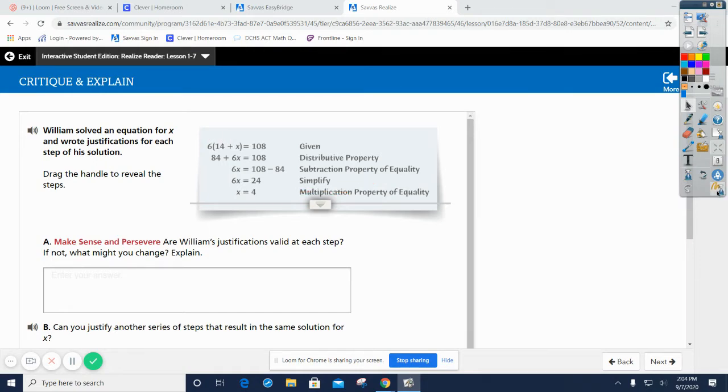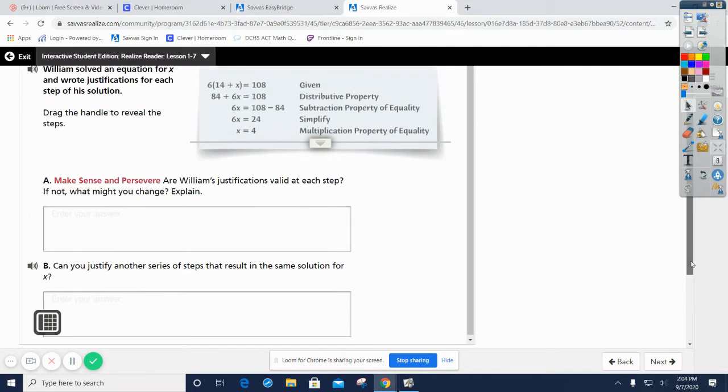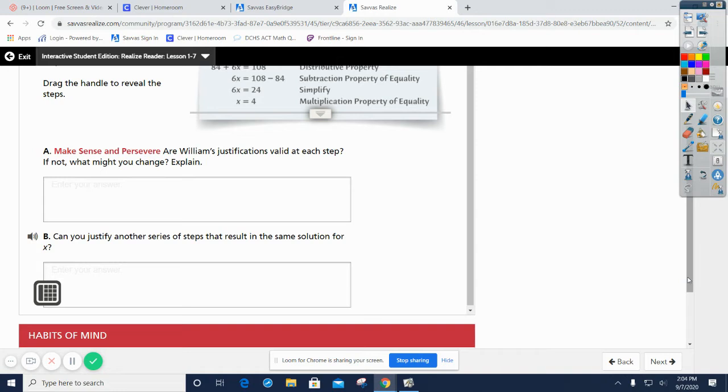All right, let's take a look at the bottom part here. Now, A says, are Williams' justifications valid at each step? If not, what might you change? Okay, well, I guess I've already told you what we would change is that it says multiplication on the end there. We should say division. Okay, and then it says, can you justify another series of steps that results in the same solution? So could you do that another way?